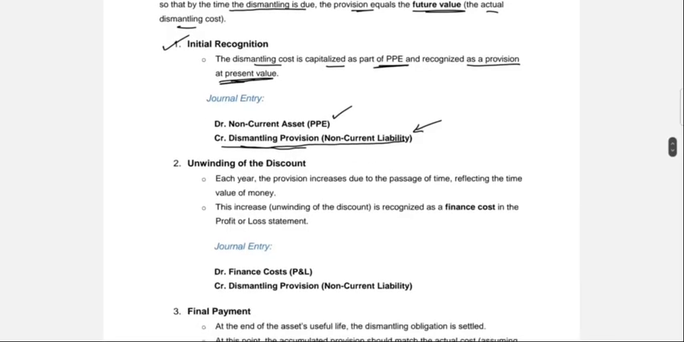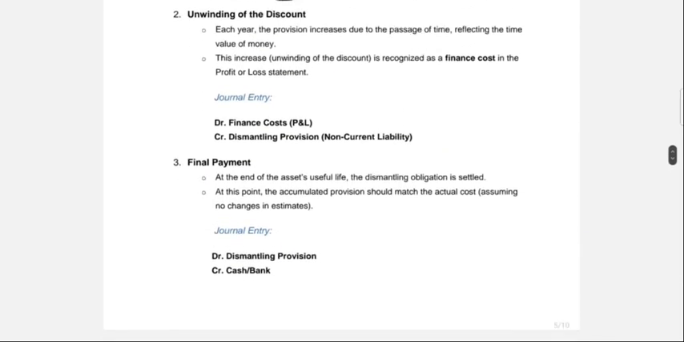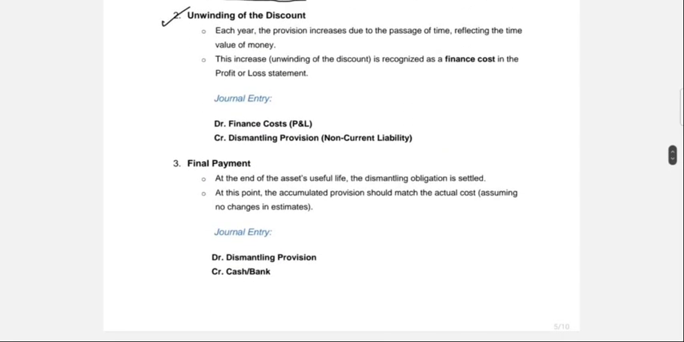Once you've recognized it as initial recognition, what happens then? You will then subsequently every year unwind that discount, which means that each year the provision increases due to the passage of time, reflecting the time value of money. This unwinding of the discount is recognized as finance cost in the profit or loss statement. So the journal entry would be debit finance cost, calculated by the discount rate that will be given to you, and you will credit dismantling provision.